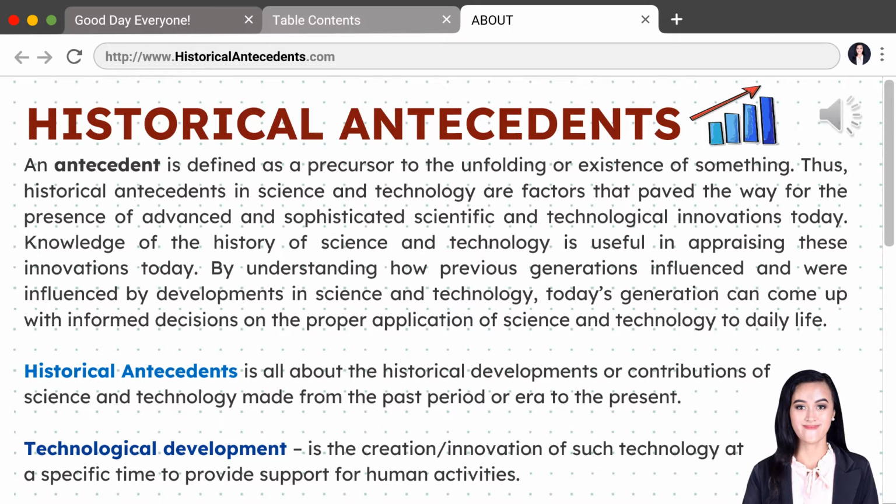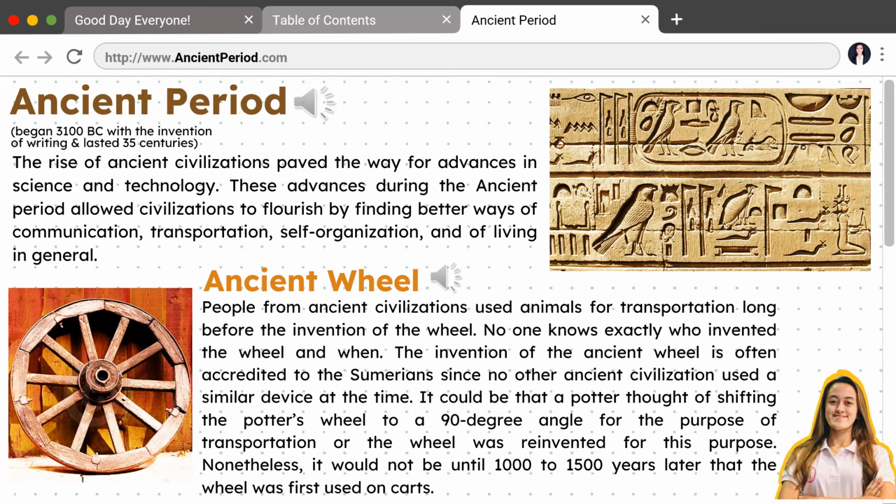Technological developments are the creation or innovation of such technology at a specific time to provide support for human activities. The ancient period began in 3100 BC with the invention of writing, and it lasted for 35 centuries. In this period, the rise of ancient civilizations paved the way for advances in science and technology.